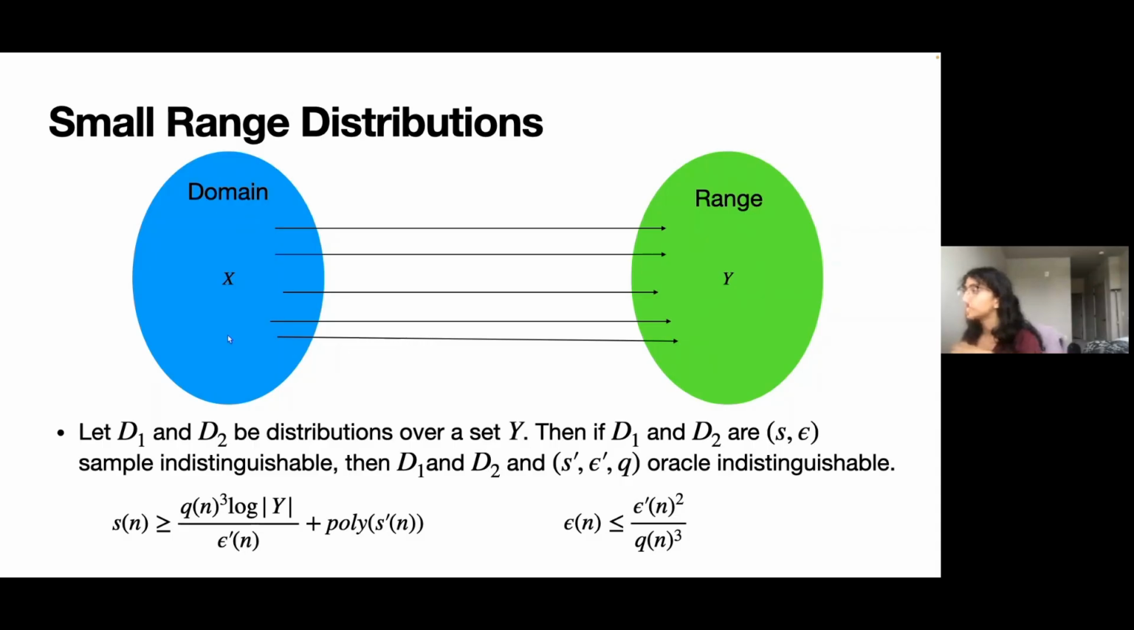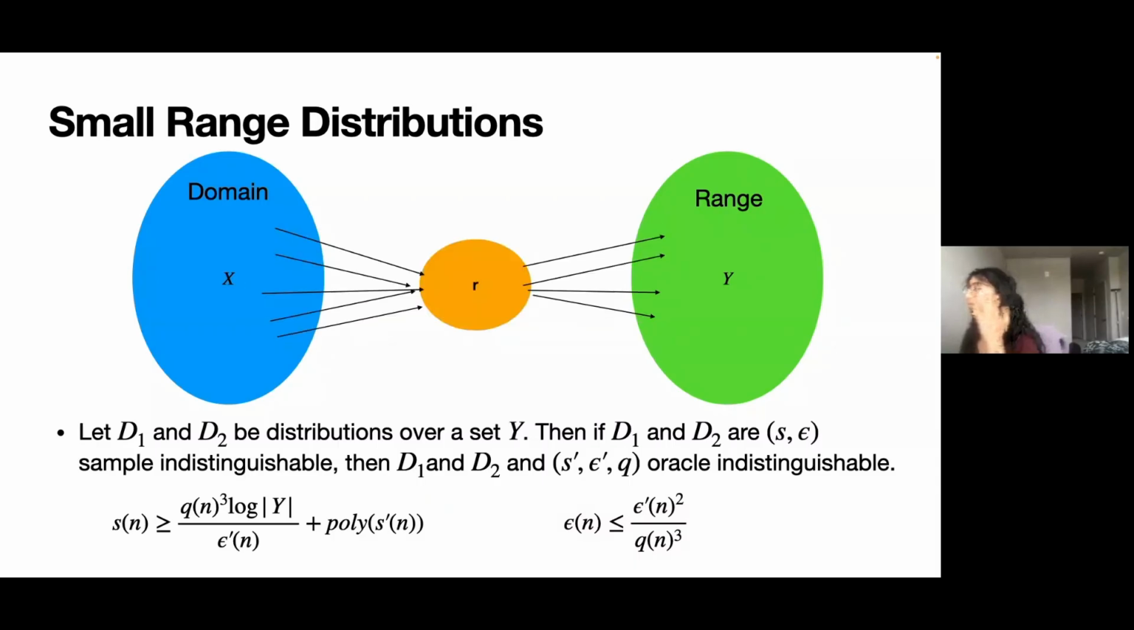What this picture is trying to show is that you have all these points in your domain X, and they're all mapped to some value in the range. For us, we argue that a subset of the range values is sufficient to simulate quantum query access to these distributions, and these are the bounds that we get. So the small range distribution is simulating this small subset of values R, and that allows us to simulate quantum query access.